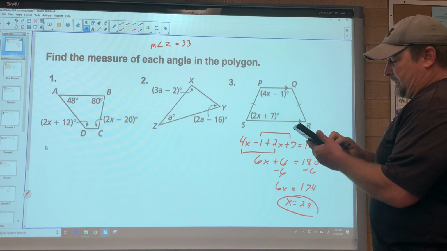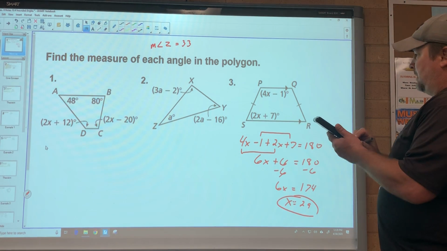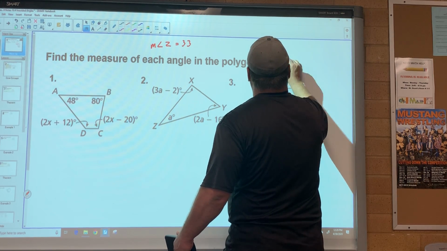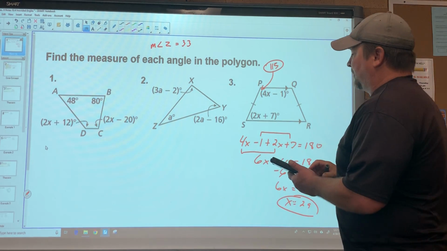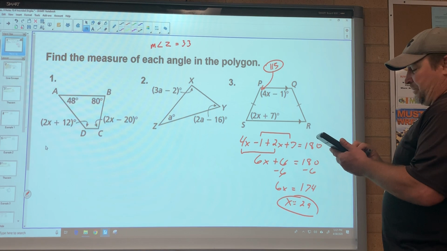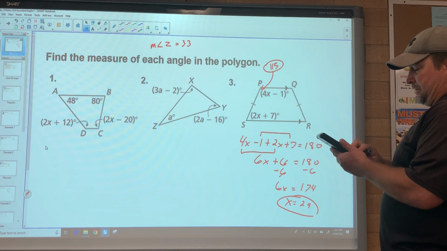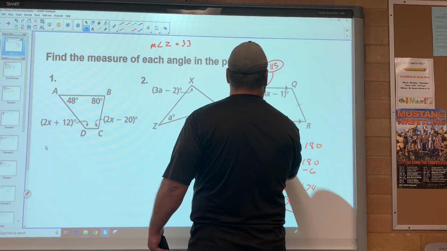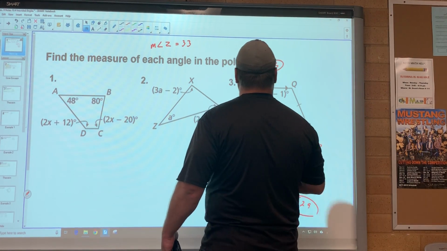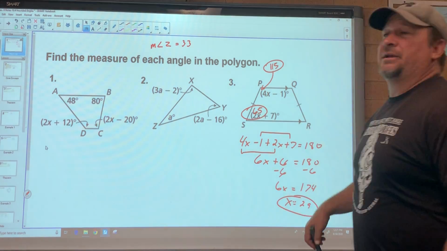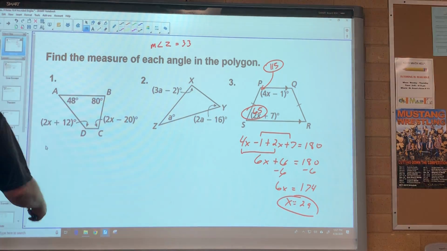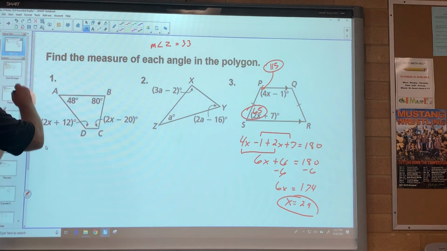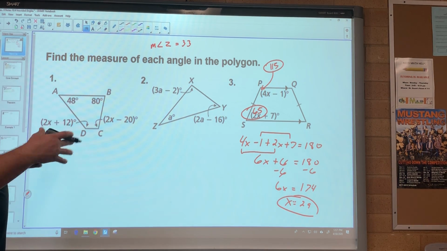So 4 times 29 minus 1 will be 115. So this angle right here is 115 degrees. And then this one would be the rest of 180, but I'll just type in 2 times 29 plus 7. 65. And that's how you would find each one of those angles, okay? So on each problem, you had to find the variable first and then plug it back in to find the actual things. Okay, those are just some reminders of some previous lessons.